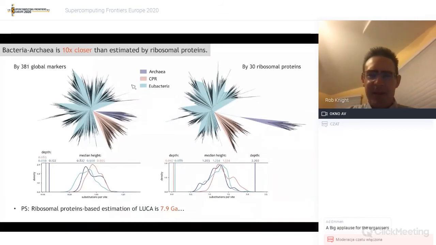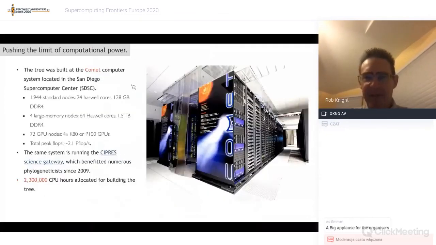But this really pushed the limit of computational power. So we ran this on the Comet supercomputer at SDSC, which is a $26 million NSF-funded instrument that was stood up a couple of years ago. And at the time we ran this, Comet has 1,944 standard nodes, four large memory nodes that have 1.5 terabytes of DDR4 memory each, 72 GPU nodes, and ran at 2.1 petaflops.